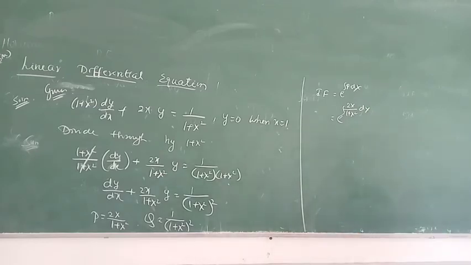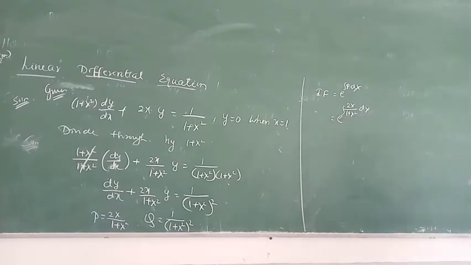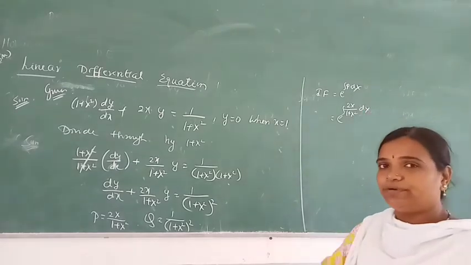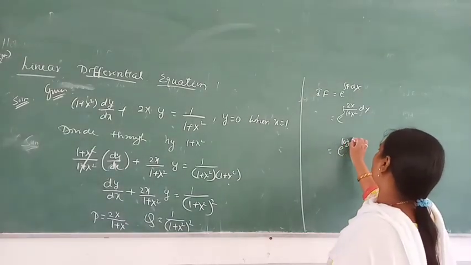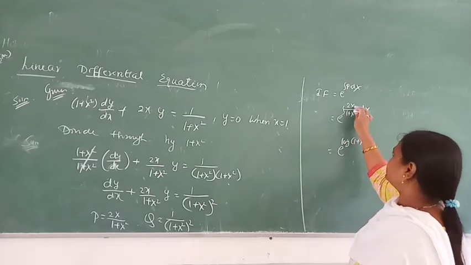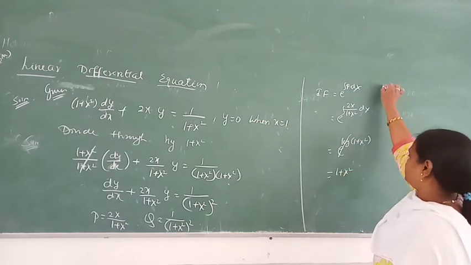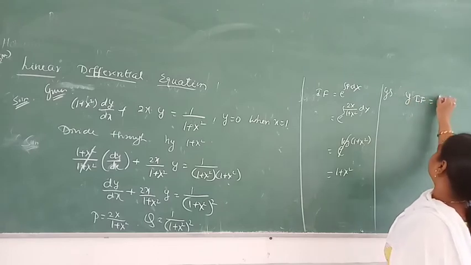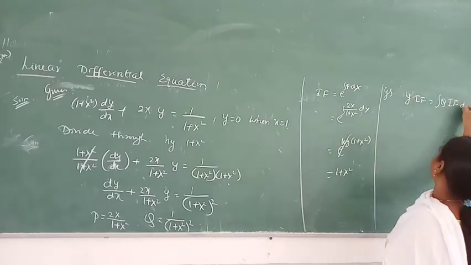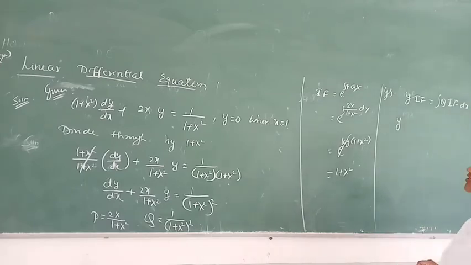Okay. Next, just concentrate. See, the differential of 1 plus x square is 2x. If the differentiation of the denominator exists in the numerator, then always we take log. Therefore, we can write directly e to the power log of 1 plus x square, because the differential of 1 plus x square is 2x. E and log get cancelled, what is left is 1 plus x square. And the general solution is y into IF is equal to integration of q into IF dx. Okay, y into IF. What is our IF? Integrating factor. IF is 1 plus x square.